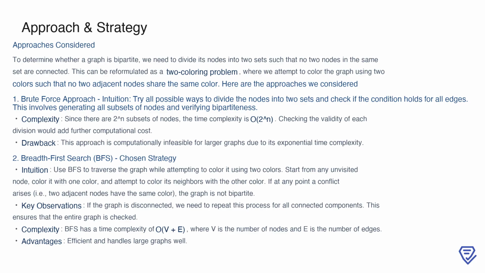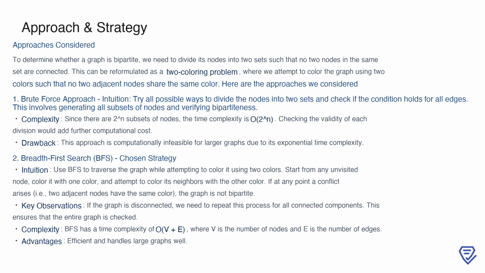Next, we have the BFS-based approach, which is the strategy we ultimately selected. The idea is to traverse the graph using breadth-first search while attempting to color nodes alternately. Starting from any unvisited node, we color it with one color and its neighbors with the opposite color. If any conflict arises, such as two adjacent nodes having the same color, the graph cannot be bipartite.